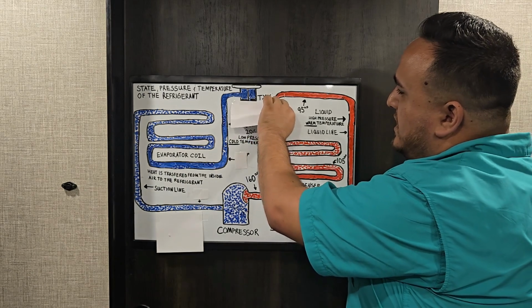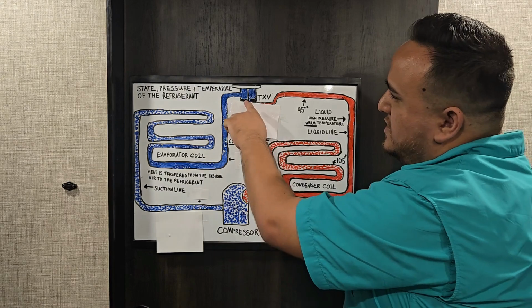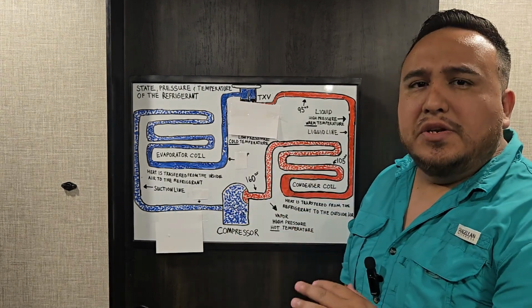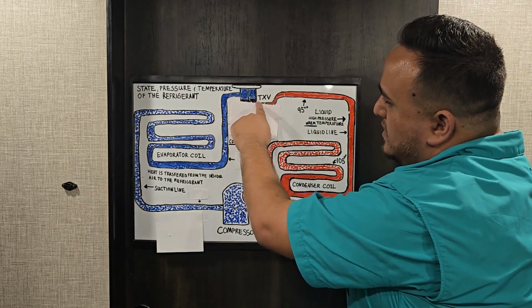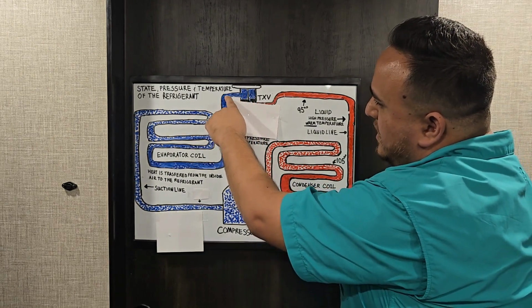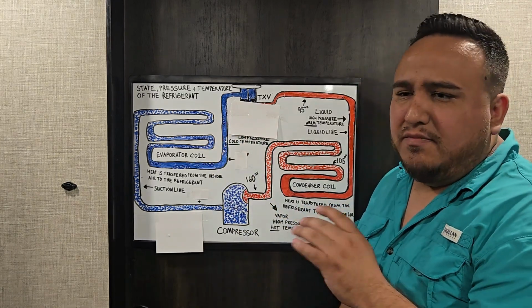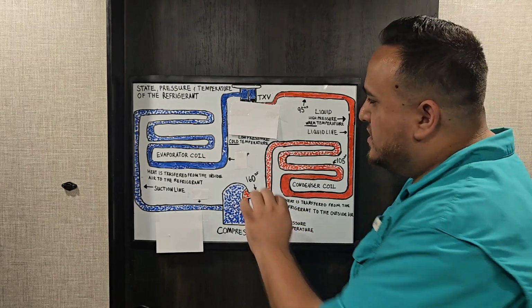Now as it's entering my TXV, it's in the state of, once again, liquid. As it's entering the TXV, it's still in the state of liquid. But there's something very interesting happening, all right? So as it's traveling into my TXV and then out of my TXV, traveling through here, the state of the refrigerant is starting to change very, very little. The majority of it is still in the state of liquid, but then we have something like this going on. Check it out.